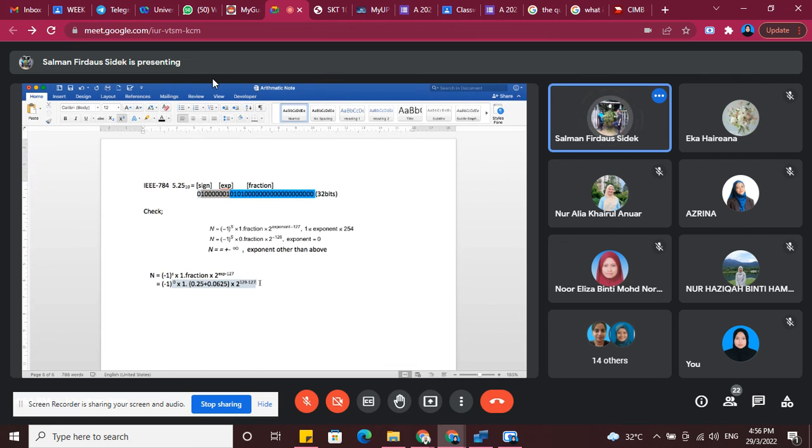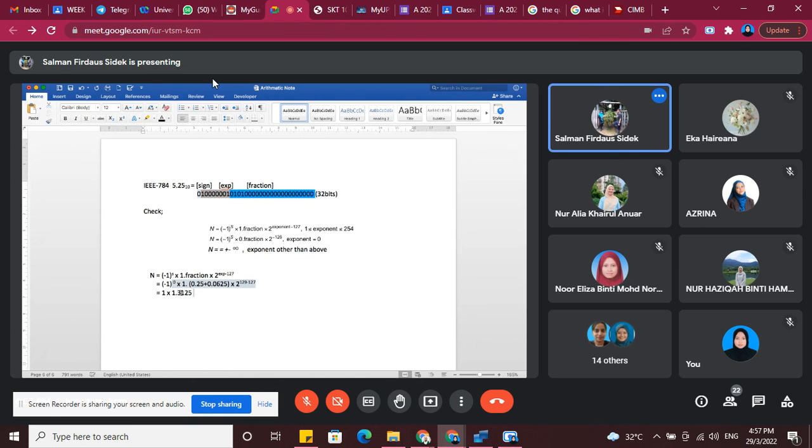So kita dapat negatif 1 kuasa kosong adalah 1 kali 1 point. Ni berapa ni? 0.25 tambah 0.625? 0.3125.